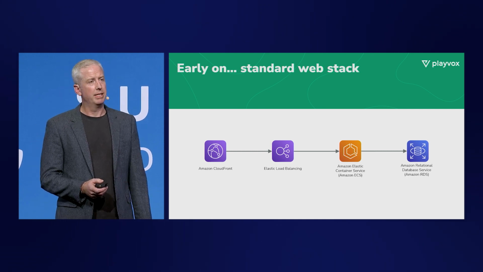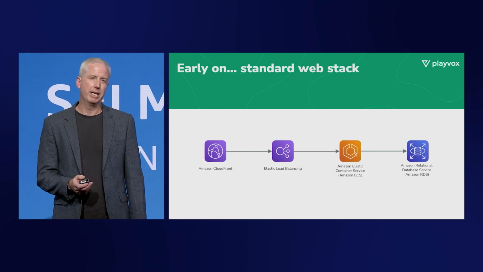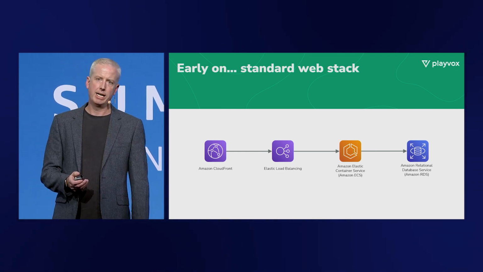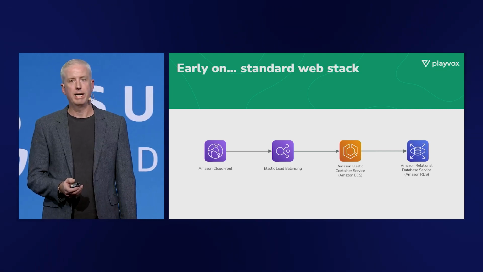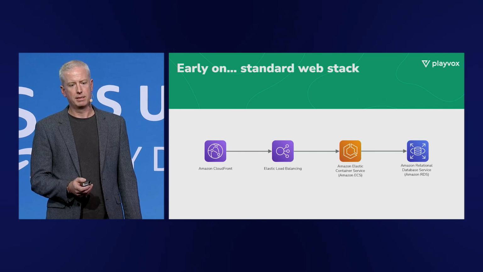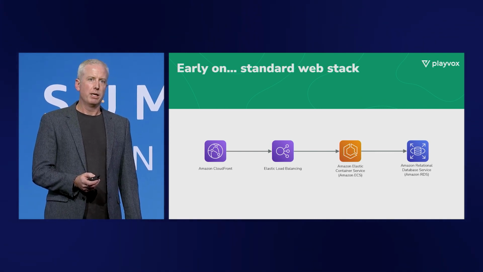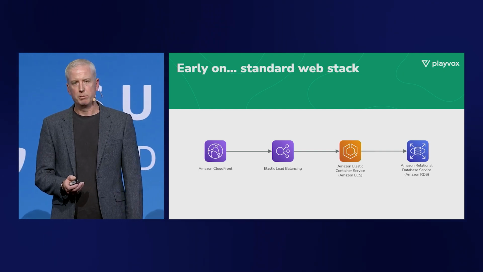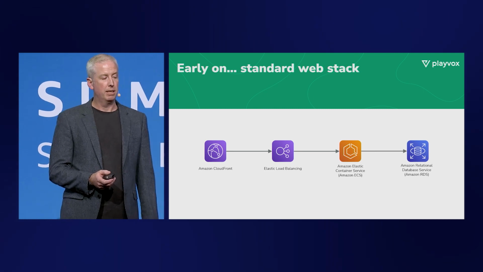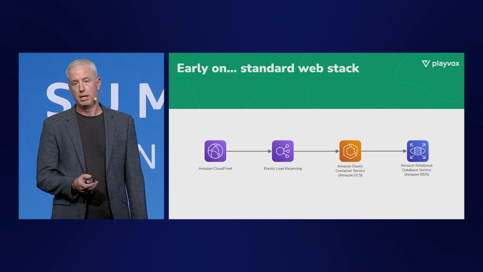So our early architecture was typical of what you'd see in most web stacks. We had Amazon CloudFront at the front, serving up our web pages, routing via ALB towards Amazon ECS for hosting our APIs, and it was backed by RDS. However, as our customer base grew, we started to have some challenges with this architecture. Some of these came out in operational challenges, and it was starting to become harder to manage.